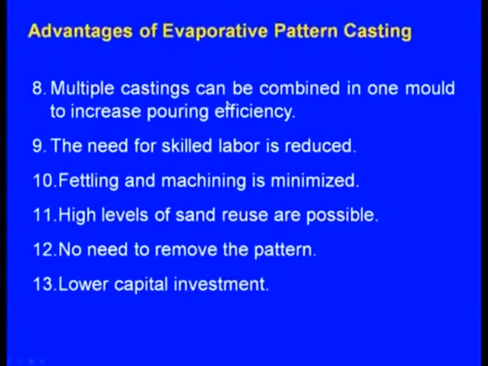Next one, multiple castings can be combined in one mold to increase pouring efficiency. Suppose we want small castings, say 4 or 5 small castings. No need to make 5 molds. All these can be joined together, assembled together. All these 4 patterns can be kept inside a single molding box and compacted with the sand, then molten metal can be poured simultaneously, which means we can get 4 or 5 castings at the same time.